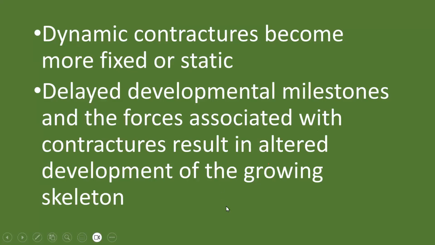Dynamic contractions become more fixed or static. Delayed developmental milestones and the forces associated with contractions result in altered development of the growing skeleton. So, as I have repeatedly mentioned, with time they have a muscle imbalance. The muscle imbalance causes deformities in the joints with time. And of course, in a growing child, it will delay the growth on that side so that you will get a leg length discrepancy in these children.